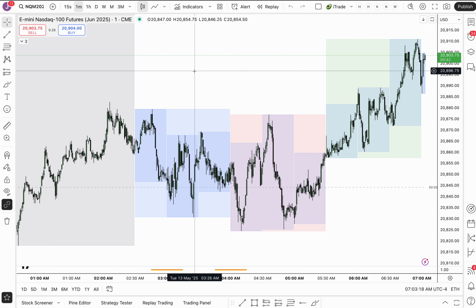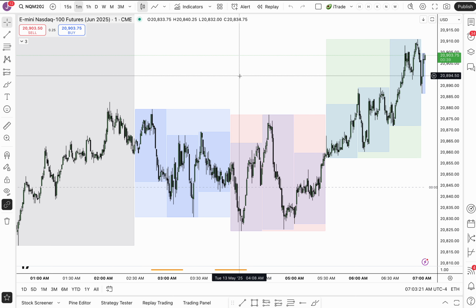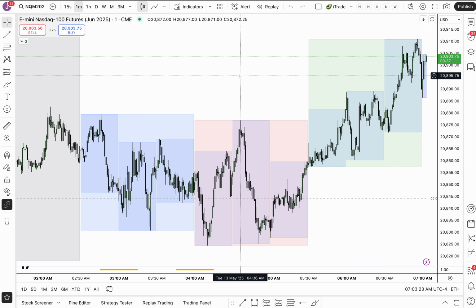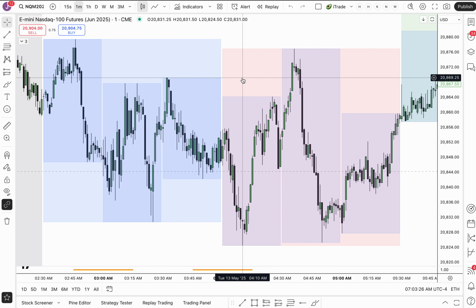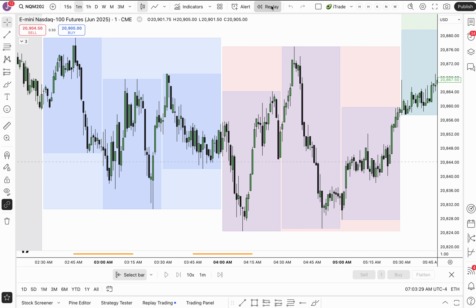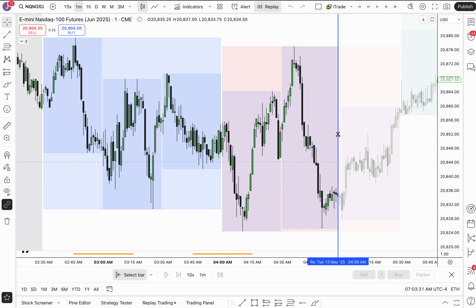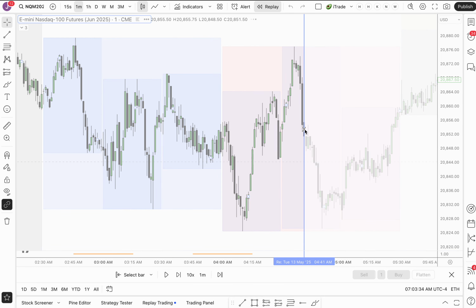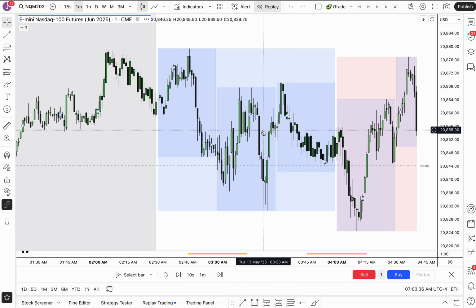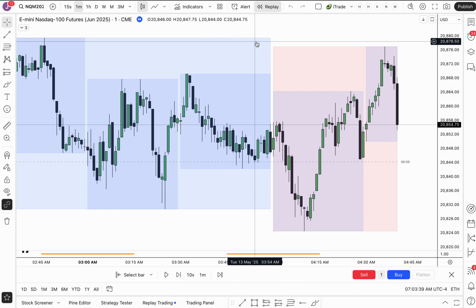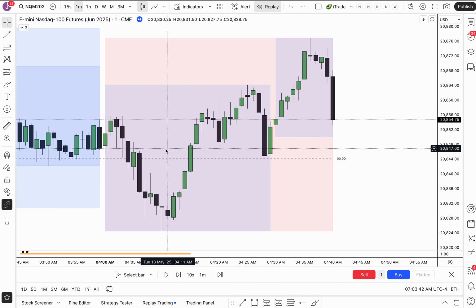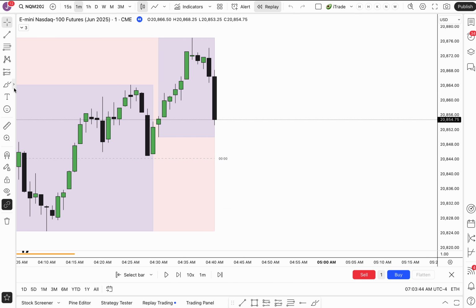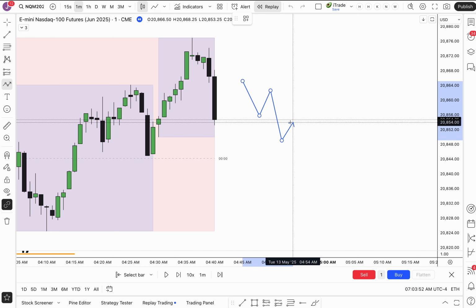Let's see. Alright, let's look what we have here. So basically, what the Gauntlet is when you have, let me just draw it out like this first. Let's just say prices coming down, making lower highs and lower lows.